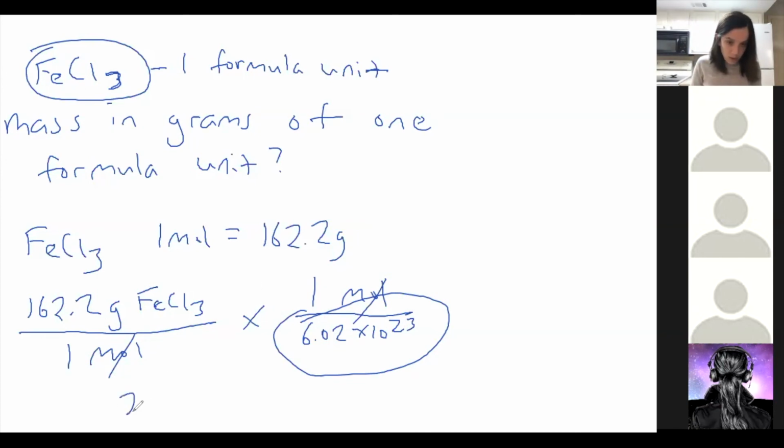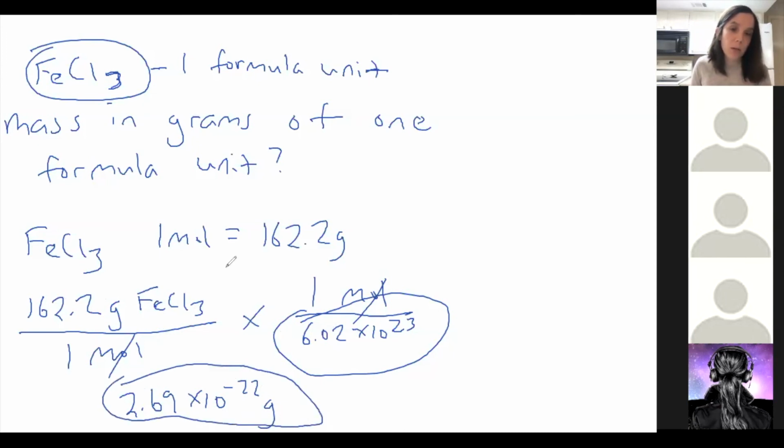And that will give us 2.69 times 10 to the negative 22nd grams. And that would be the mass of one formula unit of FeCl3. So in a question like this, you just take the molar mass of the compound divided by Avogadro's number, and that gives you the mass of one formula unit. Any questions about that?